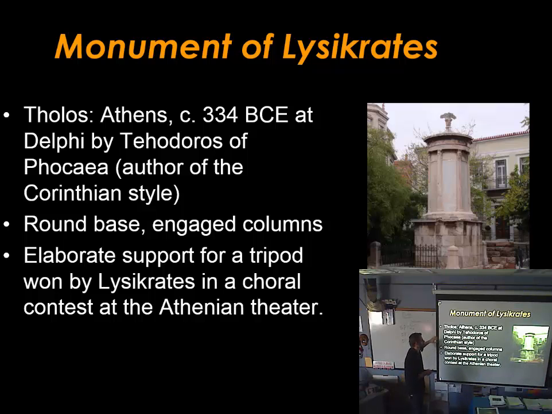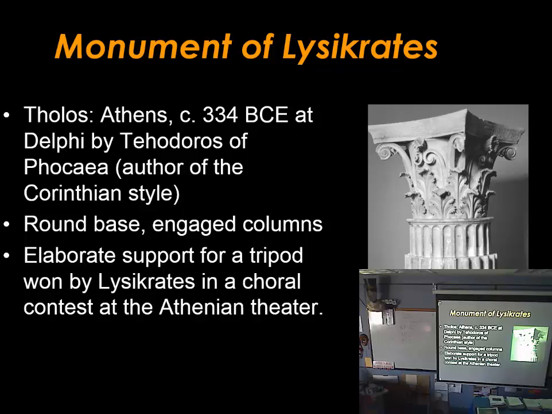This is in 334 BCE at Delphi. And this is the author of the Corinthian style. Corinthian columns use acanthus leaves. So there's a certain type of leaf that becomes very decorative and interesting. Here's again the look of it.